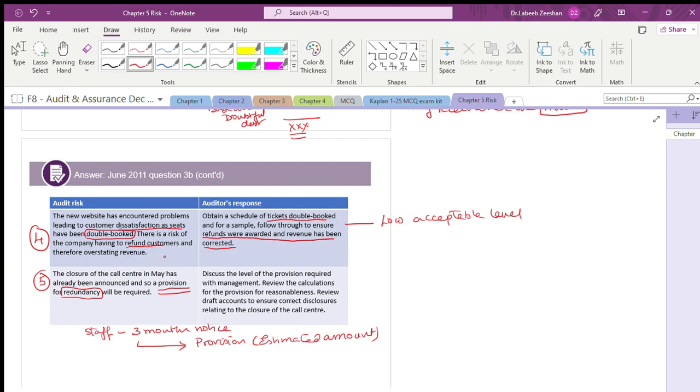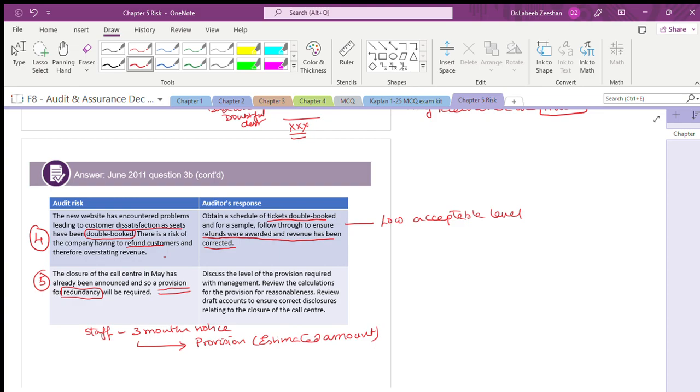That is the provision. You have to discuss with the management the provision required with respect to the redundancy. All through the day, whenever we are discussing with the management, we are discussing specific reasons. That is why they cautioned us and gave us the instruction in the beginning: don't discuss generally, be very specific.